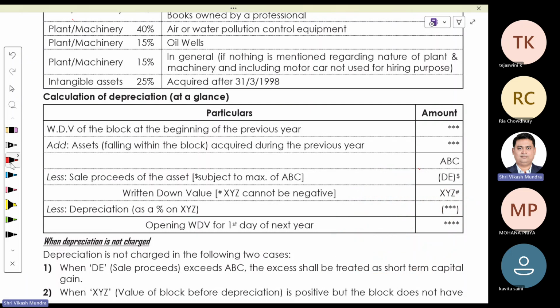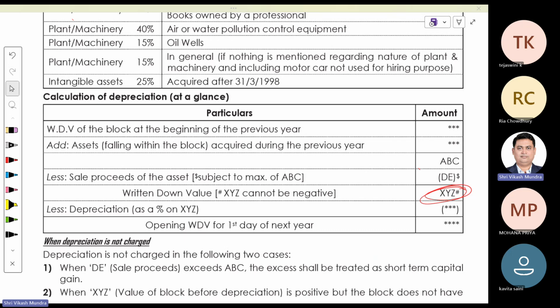If XYZ becomes negative, that denotes we earned something, which means we earned short-term capital gain. If the XYZ is positive, but there is no asset in the block, it will be considered as a short-term capital loss. In these two situations, we shall not charge any depreciation on the block. We are not eligible for any depreciation for this block of assets. Is it clear? Anyone, any question? I think it is clear to all.